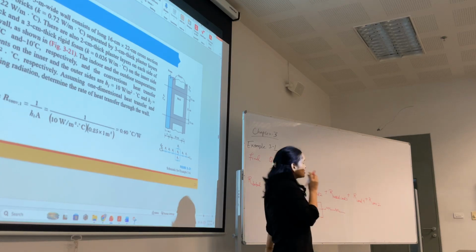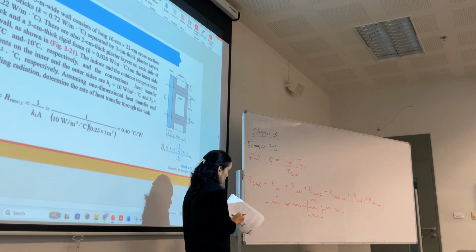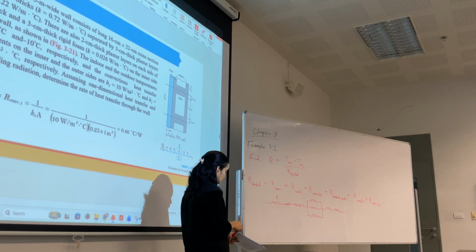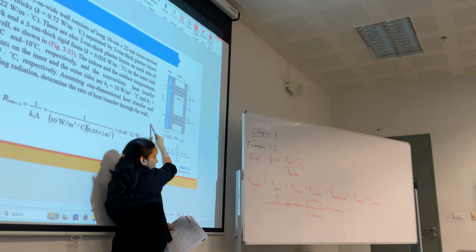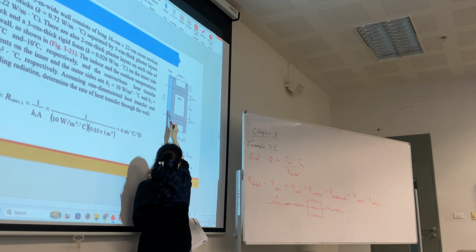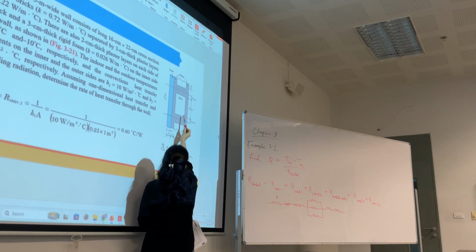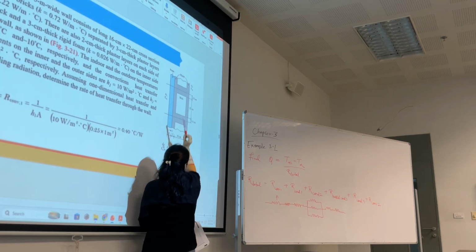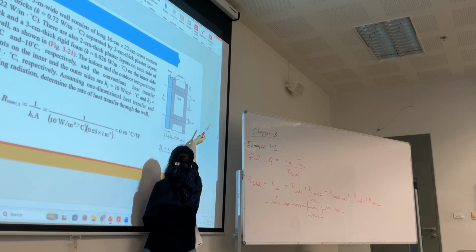First you have to understand this, and then we'll start. Okay. R conduction 1, R conduction 2, R parallel. So this, and that. Then R conduction 4 and R convection 2.